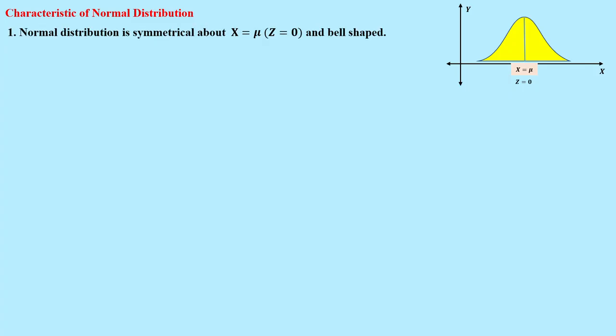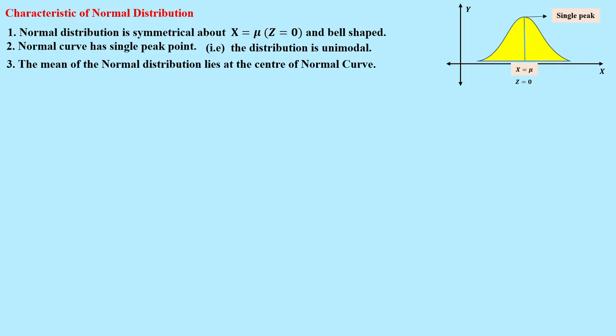First, characteristics of normal distribution. So x-axis, y-axis, this is a normal curve. X is equal to mu or z is equal to 0 is the center line. First one, a normal distribution is symmetrical about x is equal to mu or z is equal to 0 and bell shaped. Normal curve has single peak point, right? Only one peak.